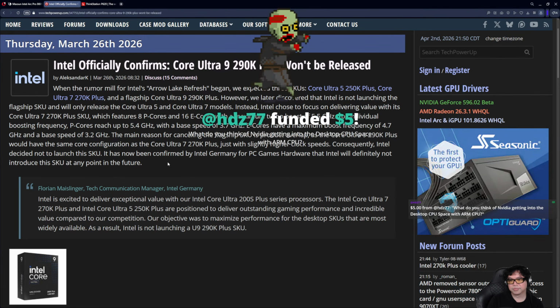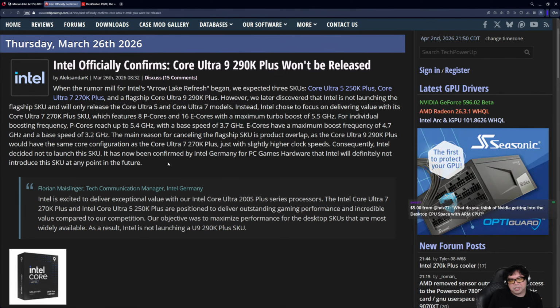What do you think of Nvidia getting into the desktop CPU space with ARM CPU? That's an interesting question. I personally don't know what Nvidia's goal is when it comes to consumer hardware that's outside of GPUs. Because to me, they don't have a strong strategy that I think would appeal to the end users when it comes to utilizing an ARM-based CPU.